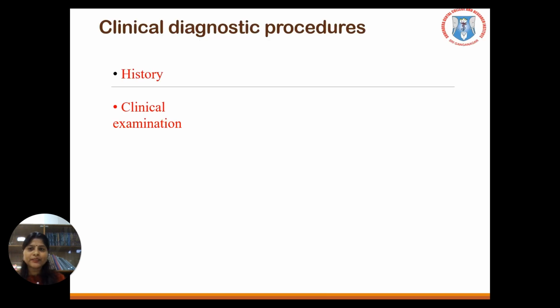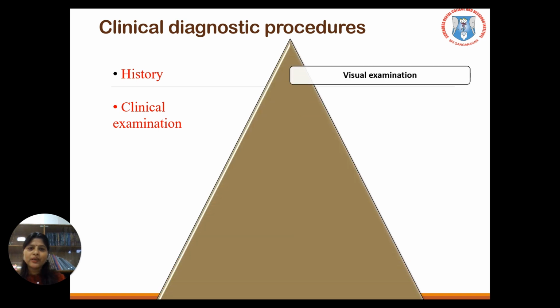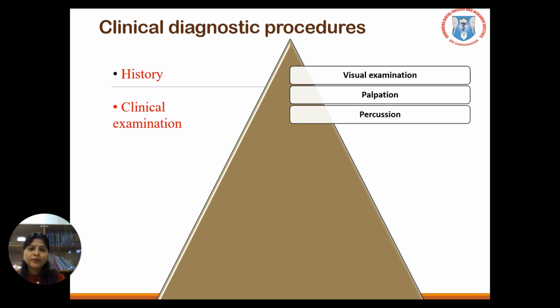First, take a complete case history of the patient: why he came, how it originated, and what his past dental and medical history is. Then on examination, first go for visual examination, the condition of the gingiva and the tooth. Then palpate that area. If it is soft, edematous, or any sinus or pus discharge is present, check for that. Then percuss the tooth, whether it is tender on percussion or not.